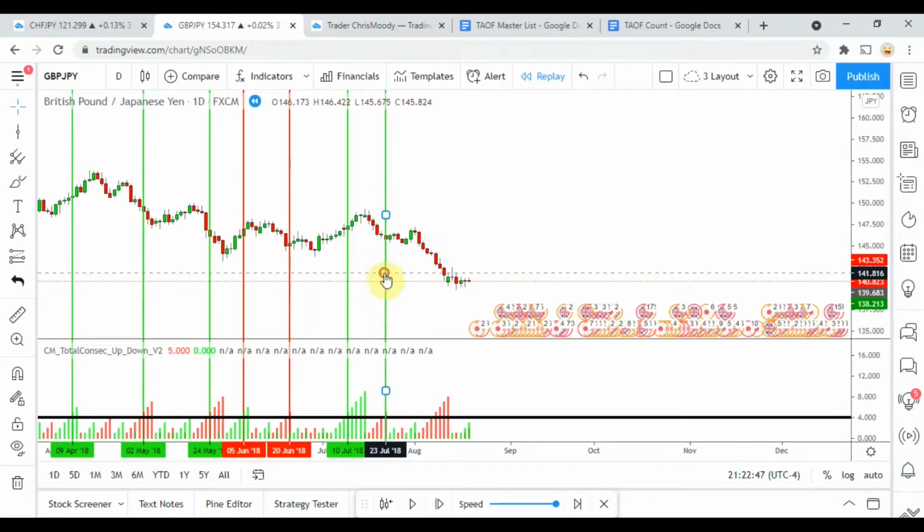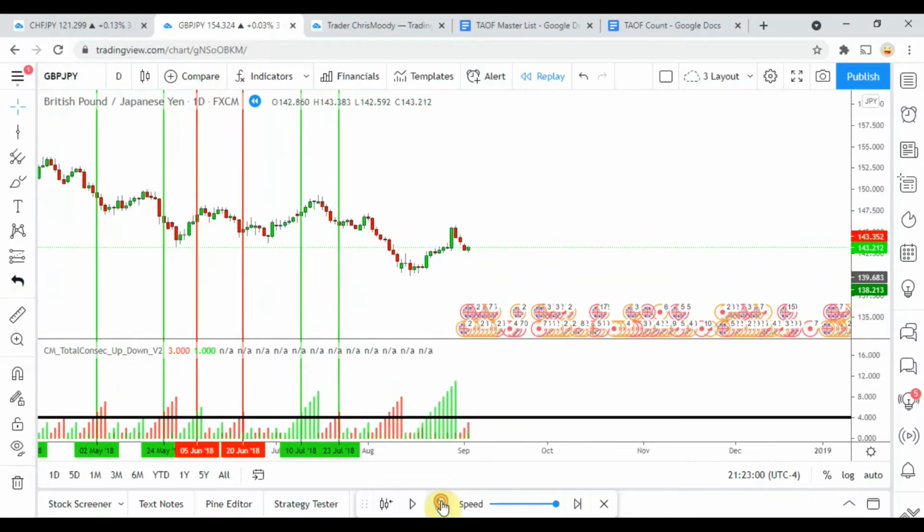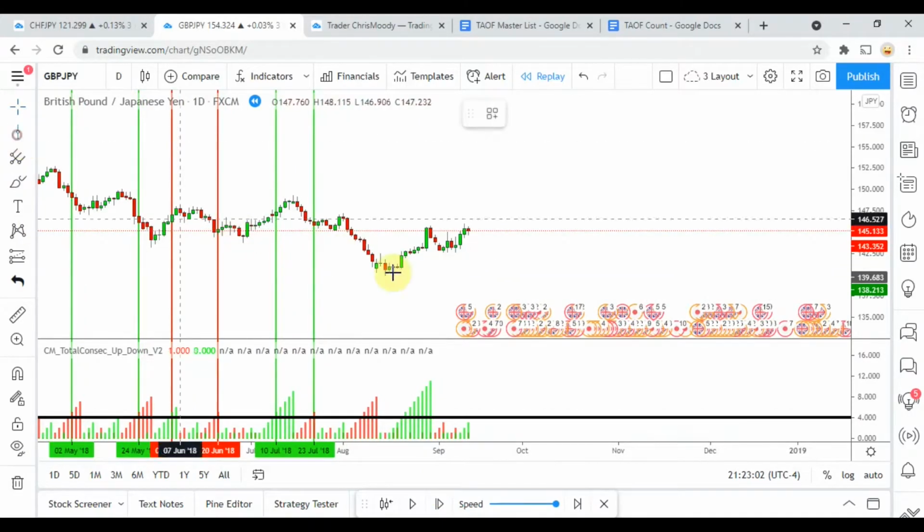Pick up a short right there, but it kind of runs into some consolidation. Doesn't quite stop us out, so good. And then it does end up tumbling down there, getting us to the take profit.